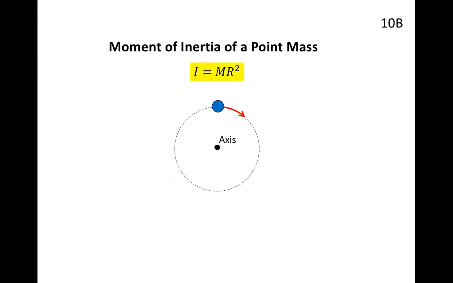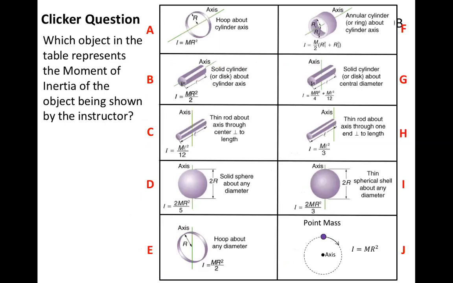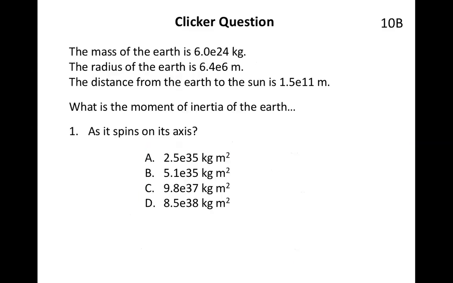Okay, so there we have point mass, mr squared. Back to these, you should think about the answer to this one, which, oh, I'm not showing you anything, so I guess you can't do anything here. We'll skip that. And now we get to the Earth, its radius, distance from the sun. What is the moment of inertia of the Earth as it spins on its axis?